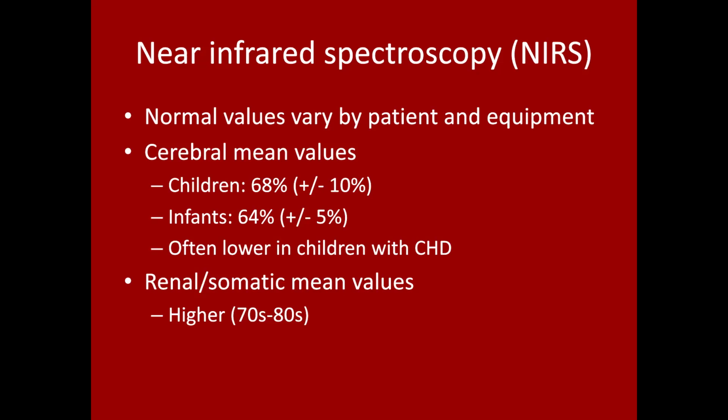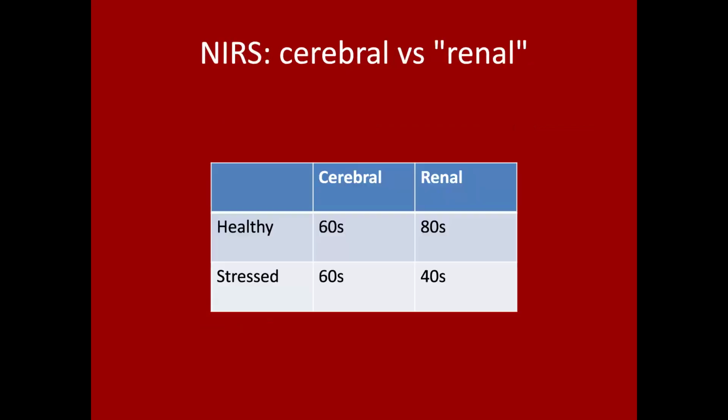Upon literature review, it was found that normal cerebral mean values for children are in the neighborhood of the mid-60s, and perhaps a bit lower for infants. And then for renal or somatic NIRS, as they're sometimes called, these mean values are a bit higher, in the 70s or 80s. And the reason for this is because, as you know, the brain is a highly metabolic organ. It requires a large amount of oxygen. And so the amount of oxygen extracted from the vascular beds around the brain is significantly higher than the amount of oxygen extracted from tissues in the thorax or in the quote unquote renal area.